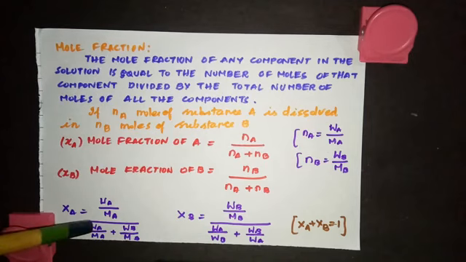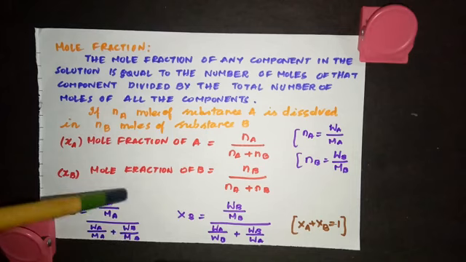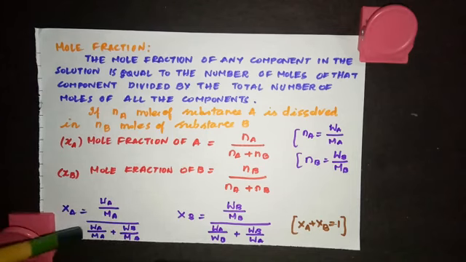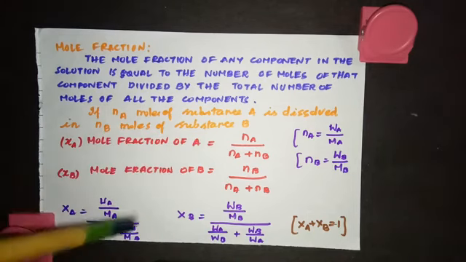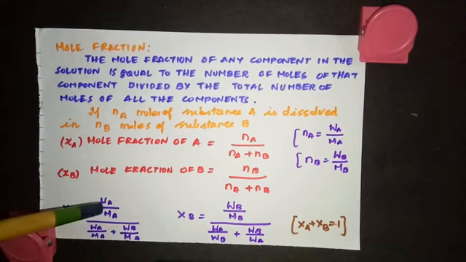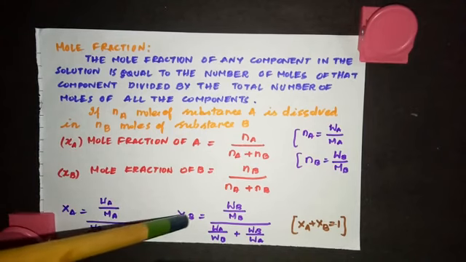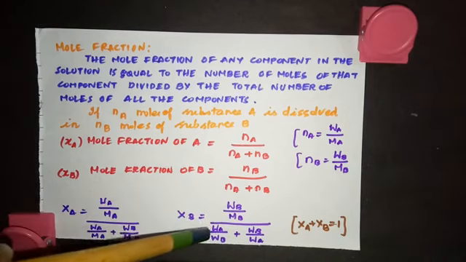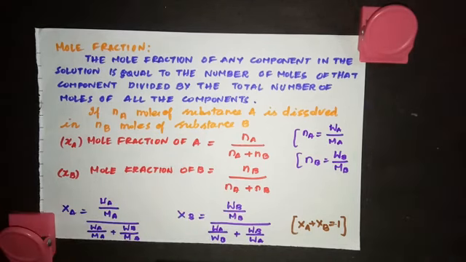See, mole fraction of A is equal to mass of A by molar mass of A, divided by mass of A by molar mass of A plus mass of B by molar mass of B. So this together is nothing but the number of moles of A, which is Na. This is again the number of moles of A, Na. This is the number of moles of B, Nb. So Na plus Nb, and this is Na. Same way for the mole fraction of B: number of moles of B by number of moles of A plus number of moles of B.